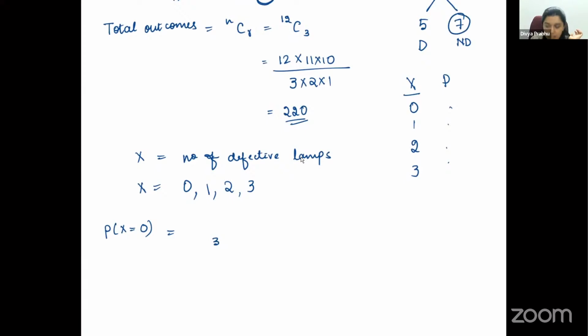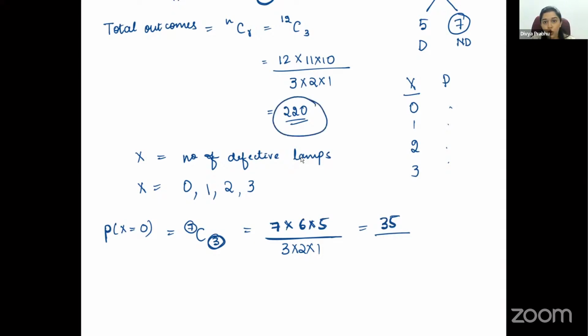Out of how many non-defective? 7. So it is 7C3. Understood? So 7C3, please calculate 7 into 6 into 5 divided by 3 into 2 into 1. I told you start with this number which is 7. Multiply 3 times. 7, 6, 5 divided by r factorial which is 3 into 2 into 1. So this will give you 35. But understand we are calculating probability, which means favorable divided by total. 35 is the favorable divided by total number of outcomes. What is total number of outcomes? 220. So 35 by 220 is the probability.